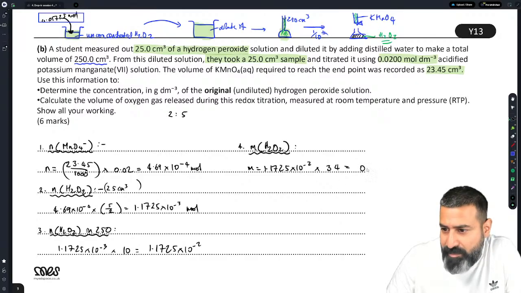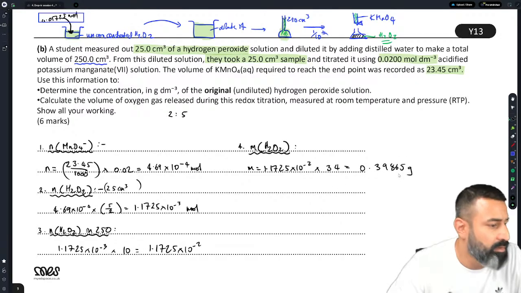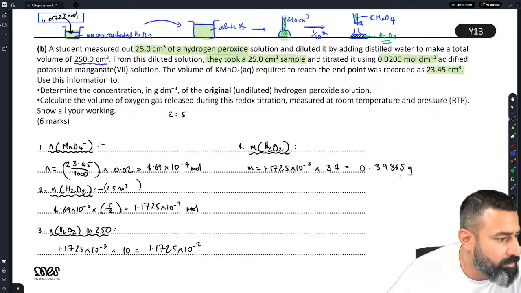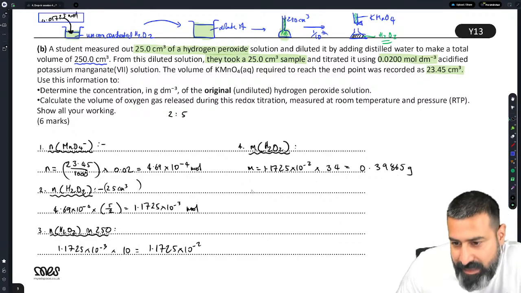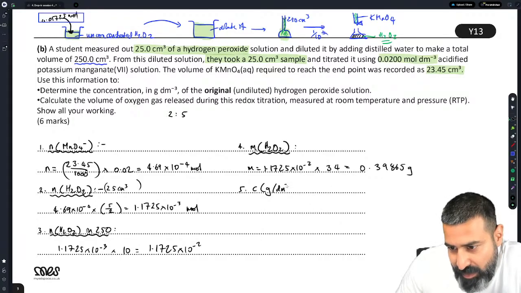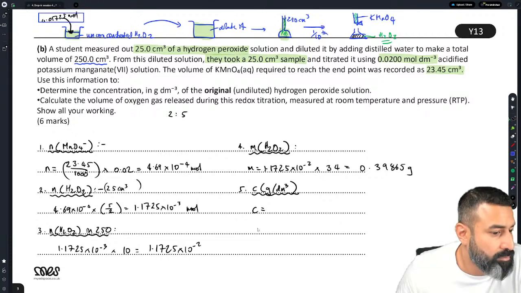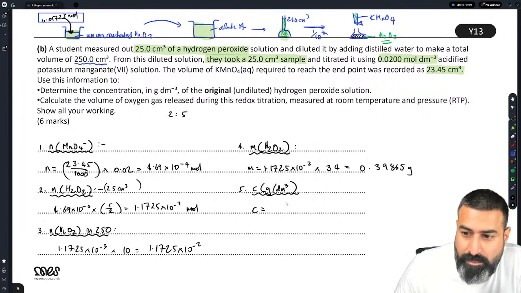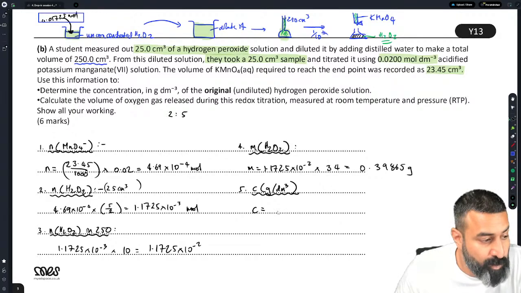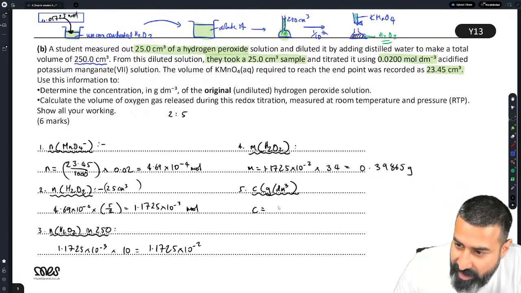So do we get this mass, 0.39865 grams? Yay? Okay, but then I need to find the concentration in grams per decimeter cubed. So how am I going to do that? Absolutely, divide by the volume.